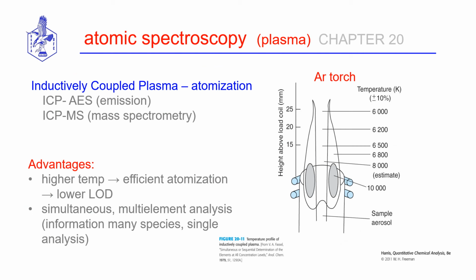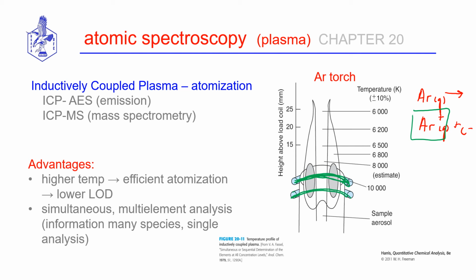And the final group of techniques are our plasma methods, in which we don't use a flame, we don't use a furnace to atomize our samples. We use a plasma, an argon torch. How this works is argon gas is introduced into the torch. It is combusted so that it ionizes. And then we subject these ions to coils into which we run a current.